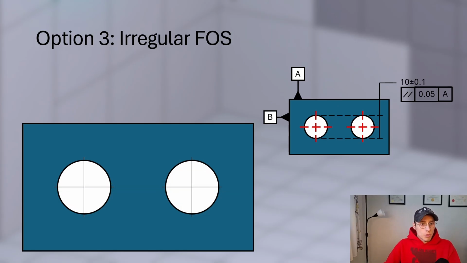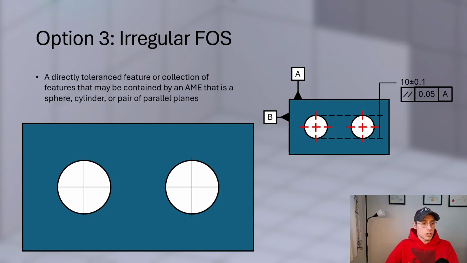So option three that I'm proposing controls the features in much the same way as the previous option, but kind of just worse. So it's more of a question to folks who have more experience with irregular features of size than I do. But this option three is to treat the two holes as an irregular feature of size. Just to get the definition out there, there are two types of irregular features of size. This is type A, and the definition of type A is that it's a directly toleranced feature or collection of features that may be contained by an actual mating envelope that is a sphere, cylinder, or set of parallel planes.